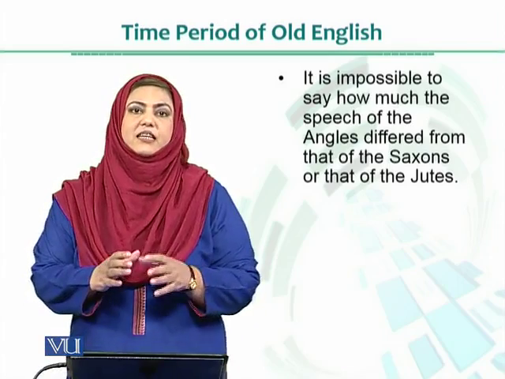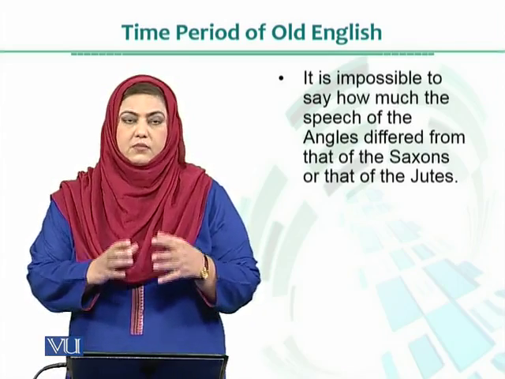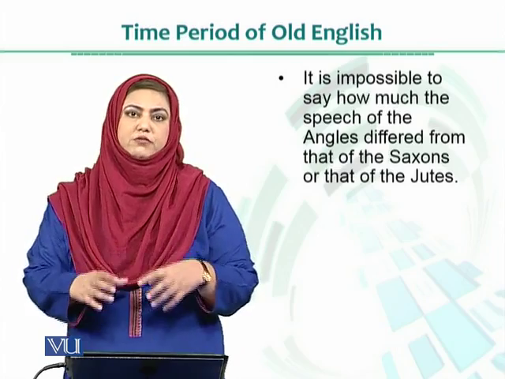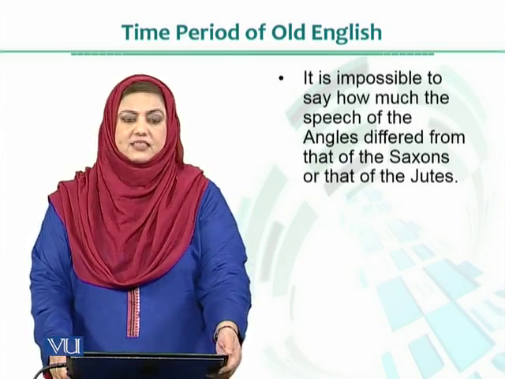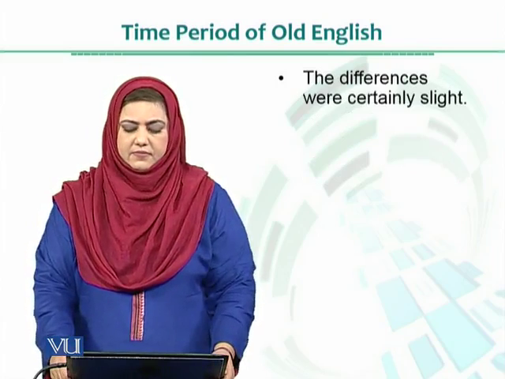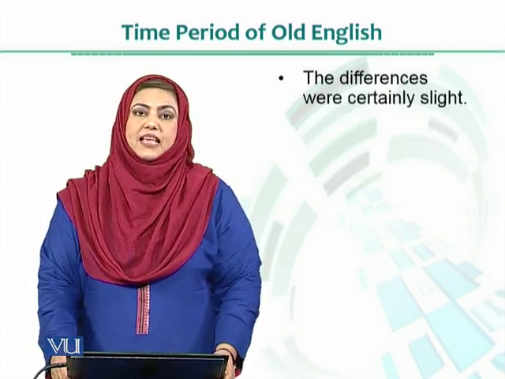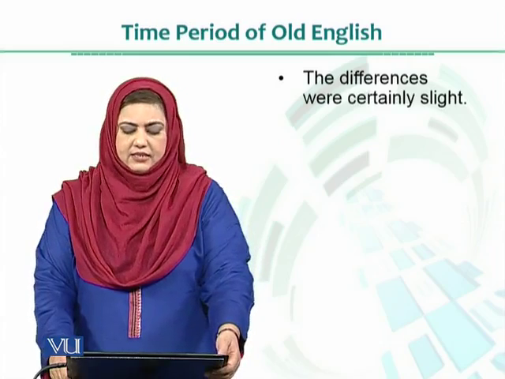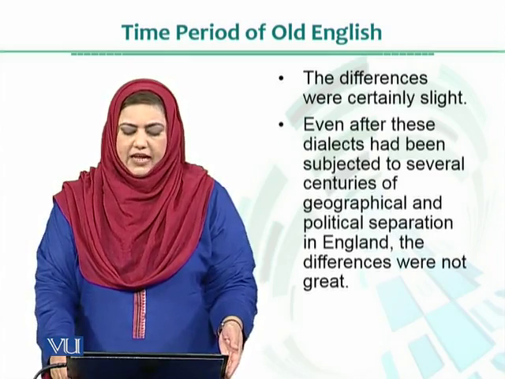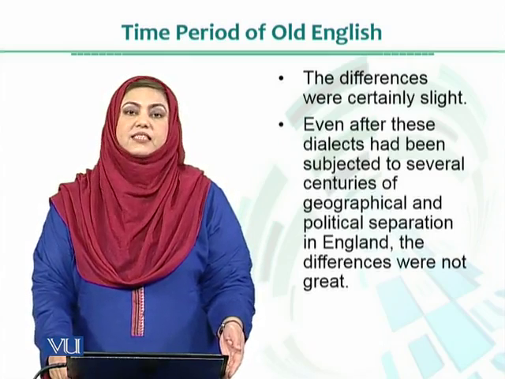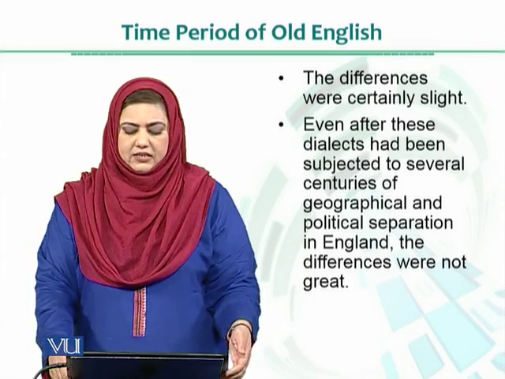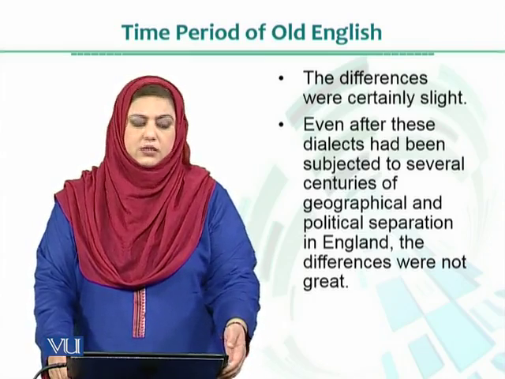Actually, Germanic tribes had further bifurcation into different types of tribes, and Saxons and Jutes were further categories within that. The differences anyhow were very slight. Certainly they were slight. Even after these dialects had been subjected to several centuries of change, geographical and political separation in England, the differences were not great.